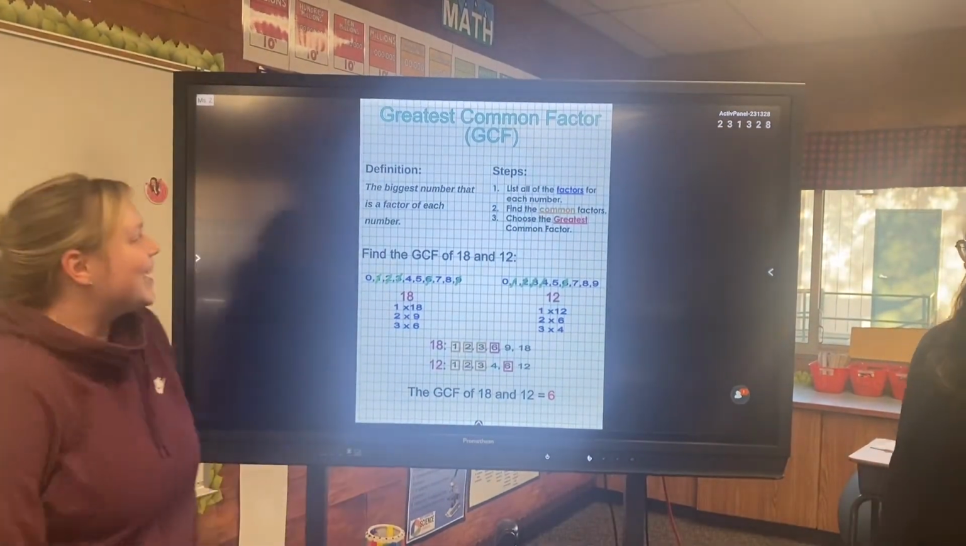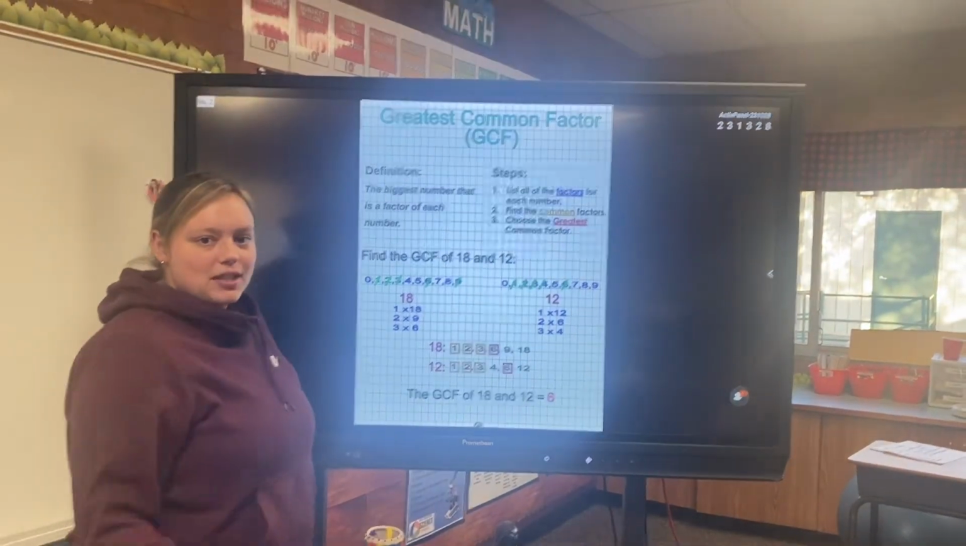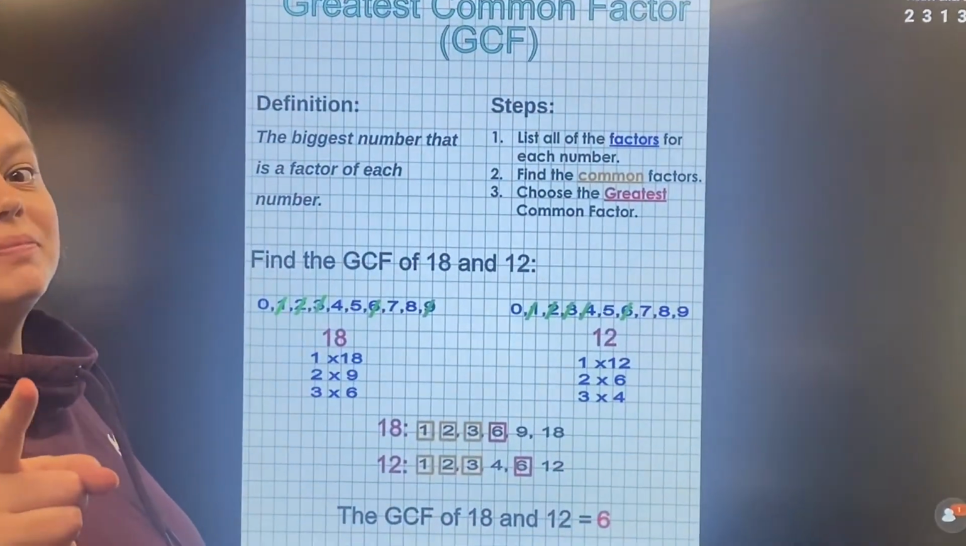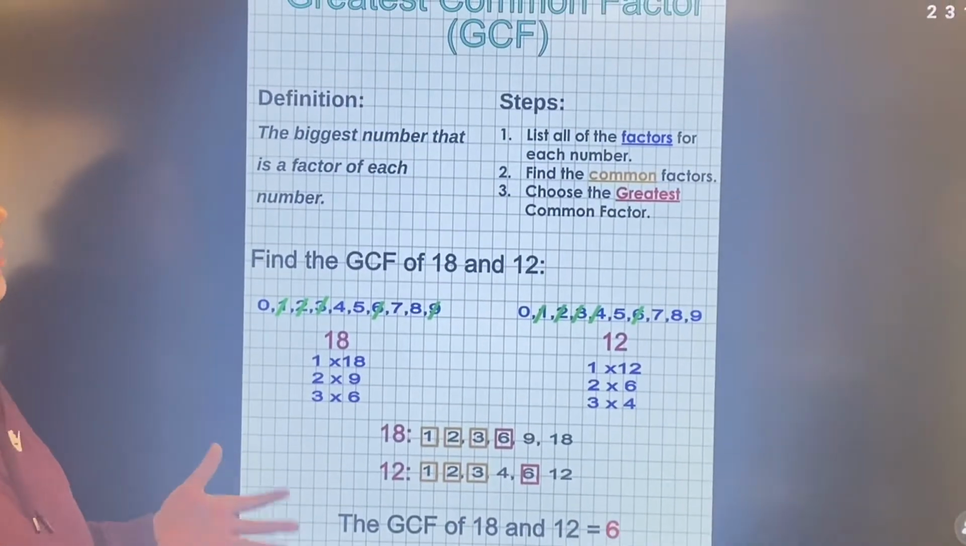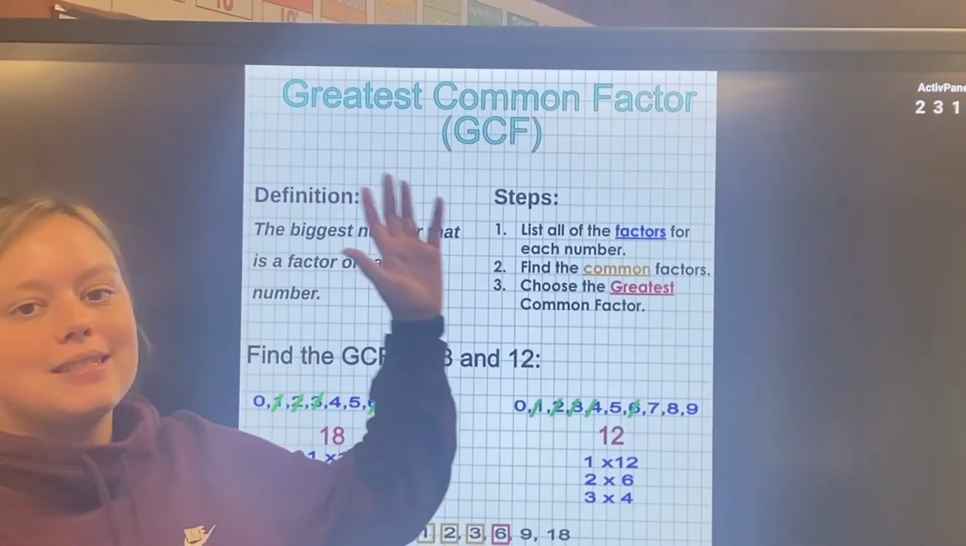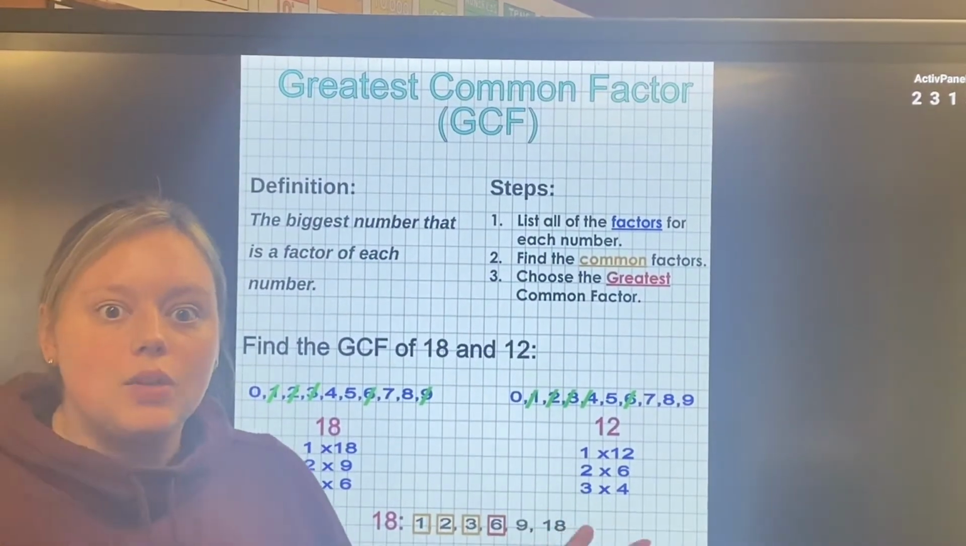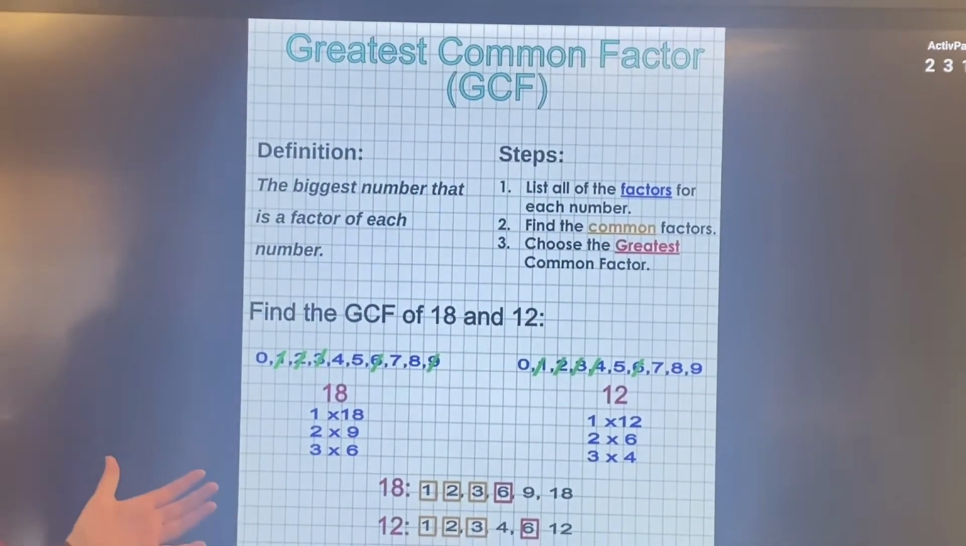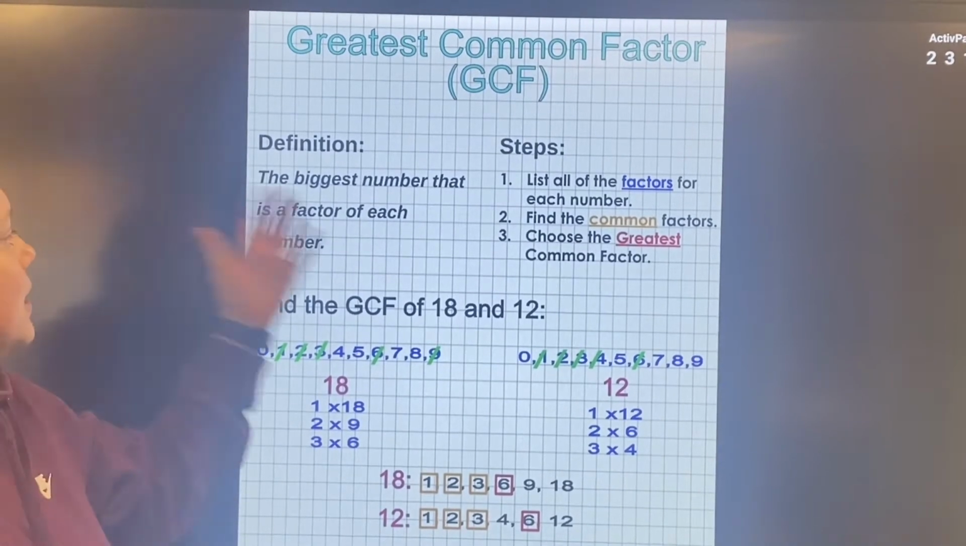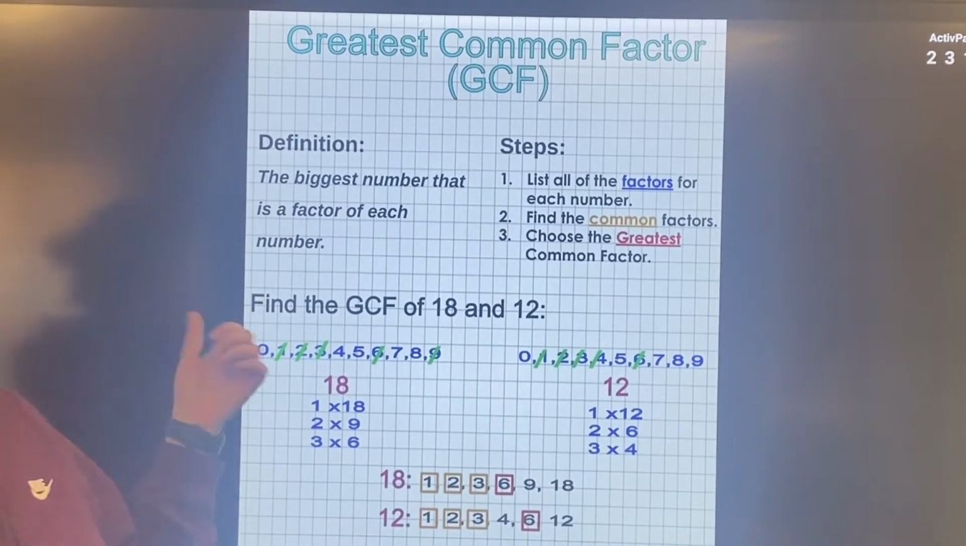Okay. So let's wait for that zoom. There it is. All right, so the greatest common factor, also known as GCF. What is the greatest common factor? Well, the greatest common factor is the biggest number that is a factor of each number.